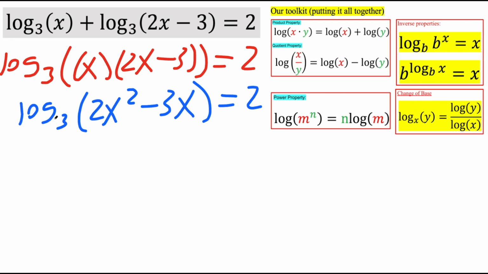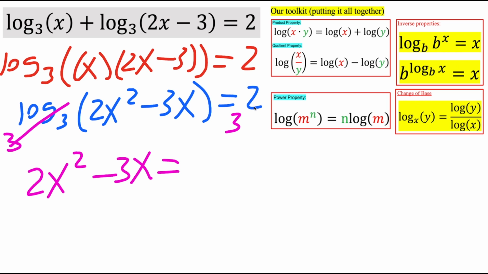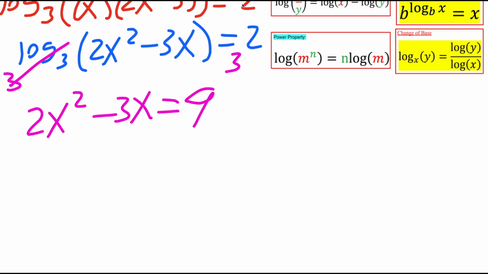Now, if we want to get rid of this log, we can apply the inverse property, and we're going to use this property right here. If I want to get rid of this log base 3, I can put a 3 below the L like this. And if I do it on one side, I have to do it on the right-hand side. So 3 raised to 2. By doing this, this piece is canceled, and we get 2x squared minus 3x is equal to 3 squared, which is 3 times 3, which is 9. Now this problem is getting closer to being normal.